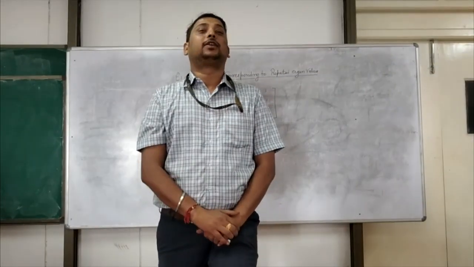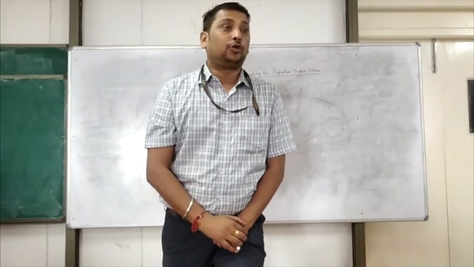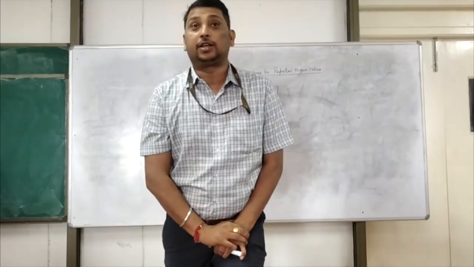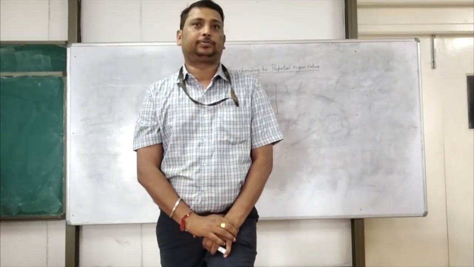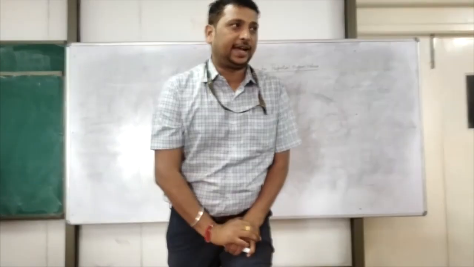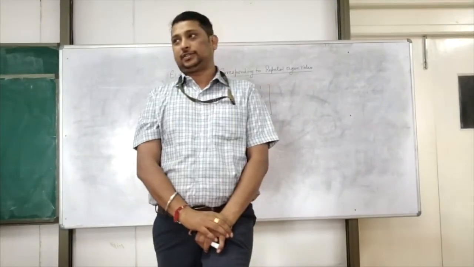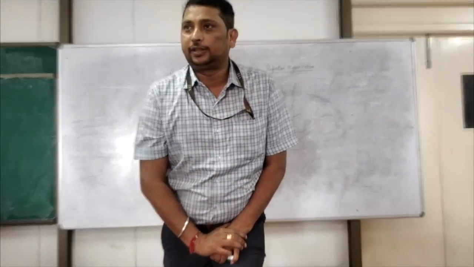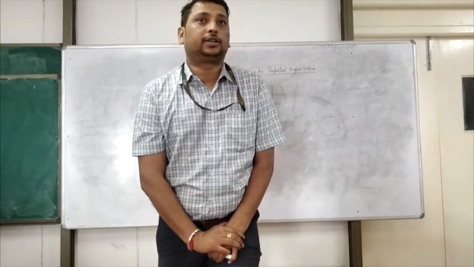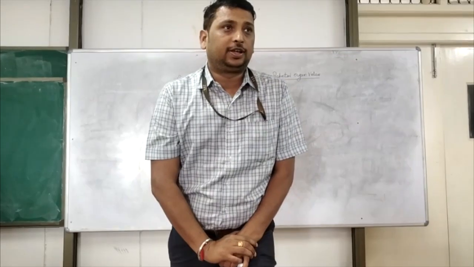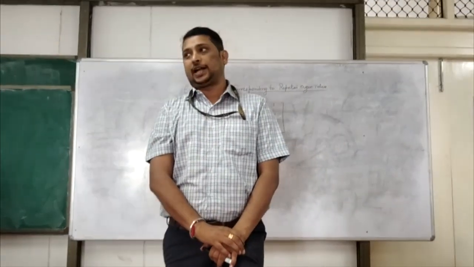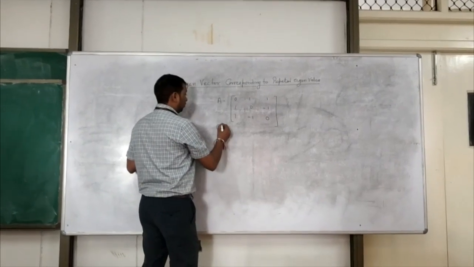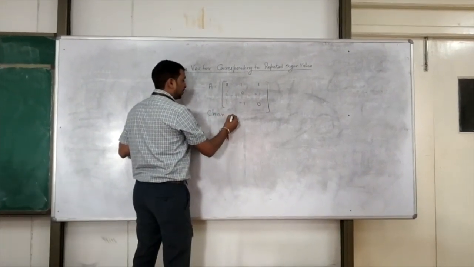Next, what happens when eigenvalues are repeated? How do we find the eigenvector? As usual, the first step is to write down the characteristic equation. How do we write it? What is the characteristic equation?